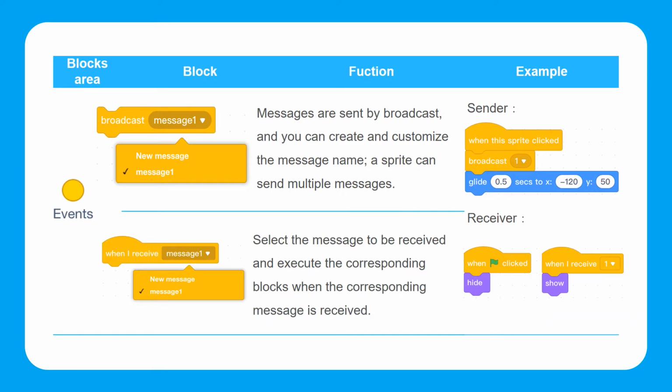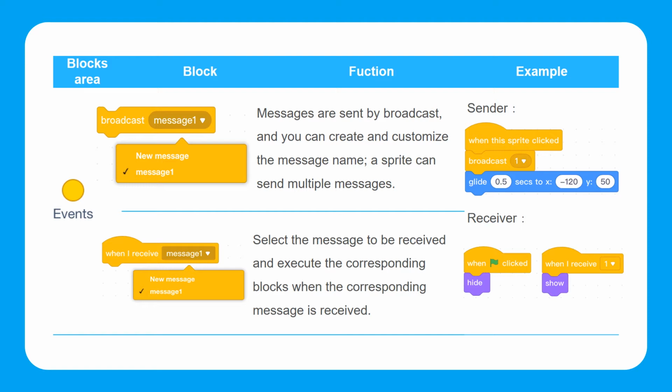In order to send a message from a sprite, the broadcast message block is used. The broadcast message block is an event block, and its function is to create and customize a message and send it out from one sprite to another sprite. Please note that a sprite can also send multiple messages. If you look at the example code in the top right corner, when the sprite is clicked, it will send out message 1.